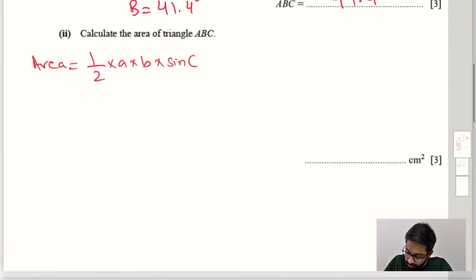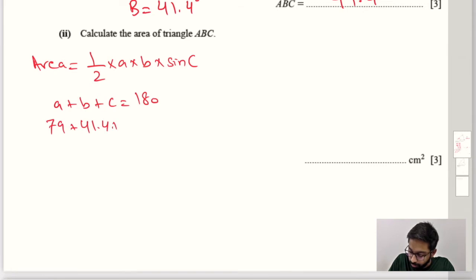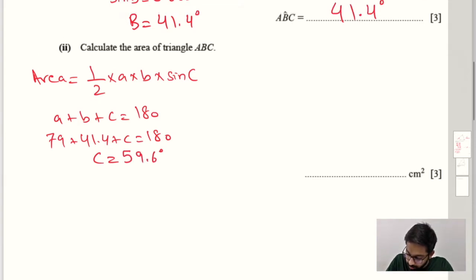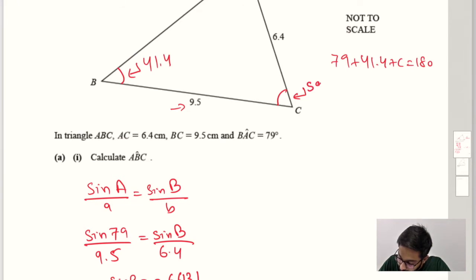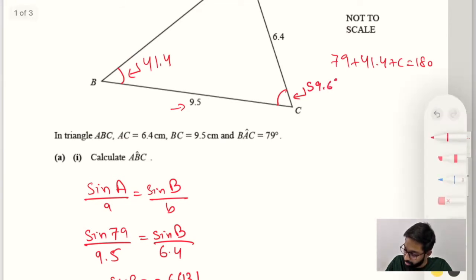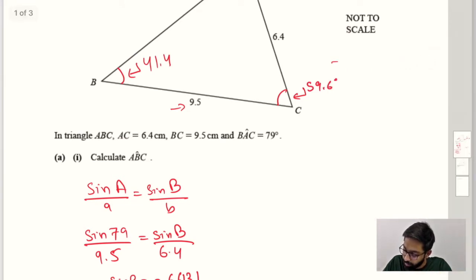Let's do it right here. So angle A plus angle B plus angle C should be equal to 180. Angle A was 79, angle B is 41.4, angle C is what we are looking for. So C would be equal to 59.6 degrees. Okay, so we can write 59.6 degrees here and remove the rest. We can remove all of this.